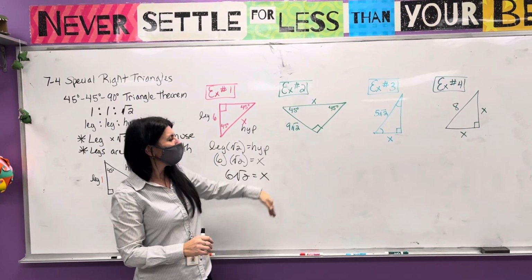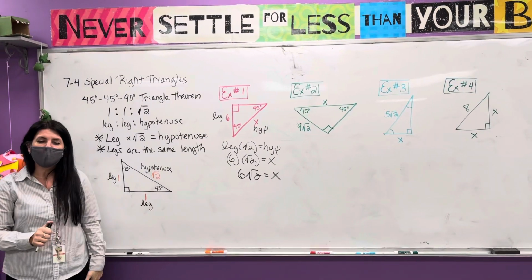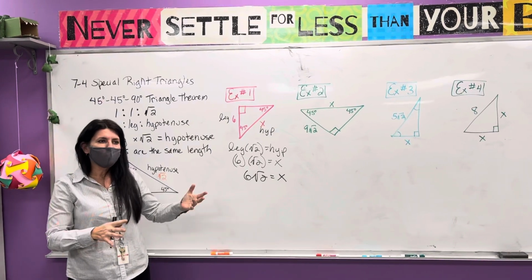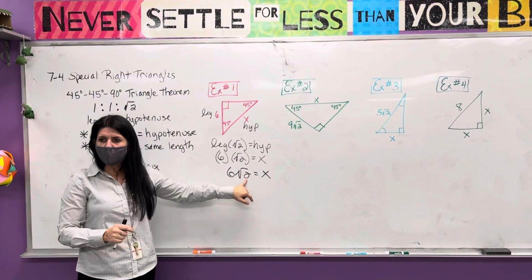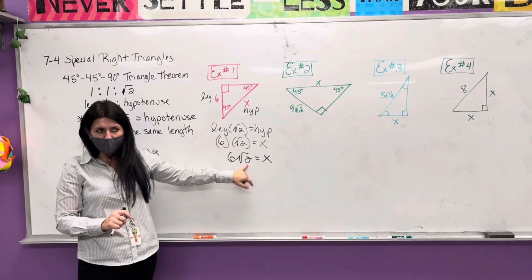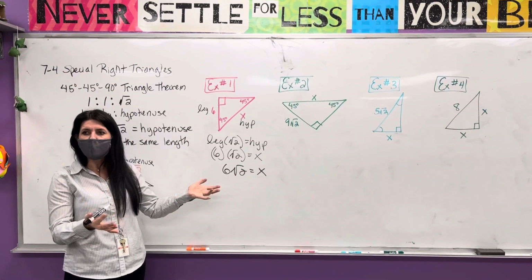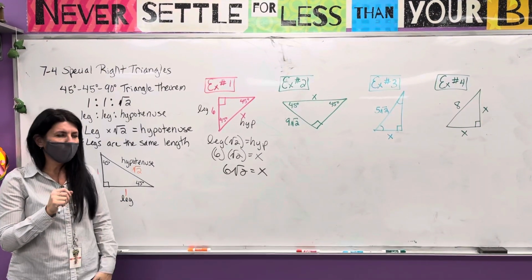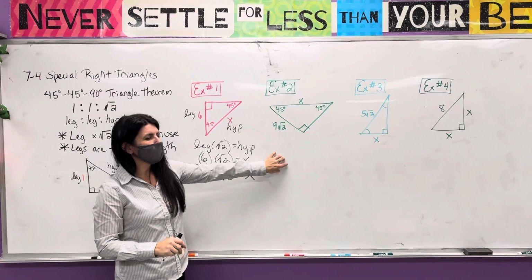Before you're said and done, make sure that it is in simplest radical form. In other words, can anything be simplified? Is there any perfect square factor under that radical? There is not. Is there anything else to simplify? There is not. And you'll see some examples of that in a few minutes. Go on to my next example.